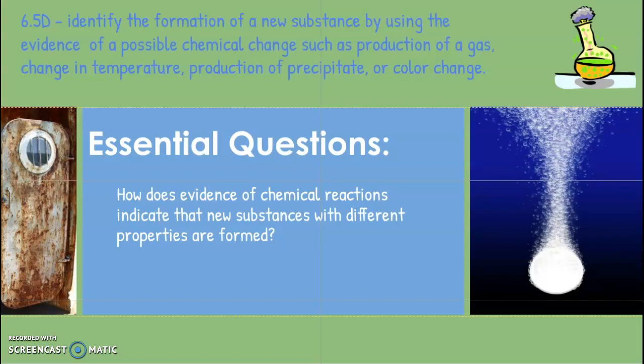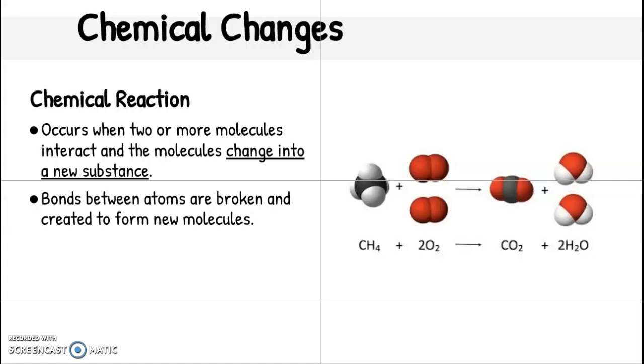So, what is a chemical change? Chemical changes are chemical reactions. They occur when two or more molecules interact and the molecules change into a new substance. Bonds between atoms are broken and created to form new molecules. So again, keywords, they change into a new substance. So it goes from being one thing to forming something new.